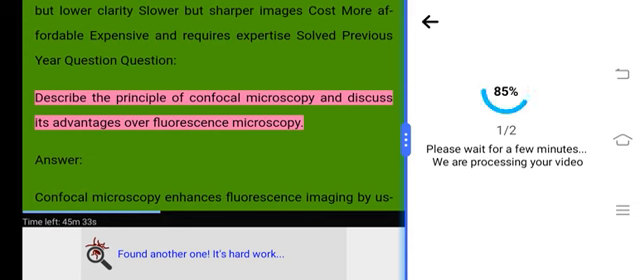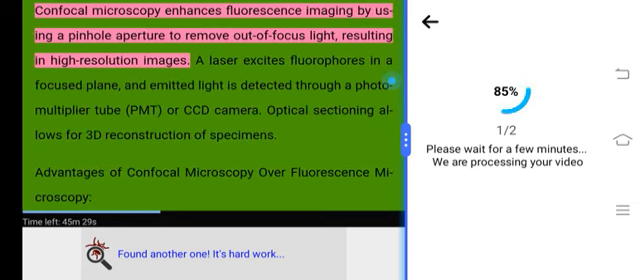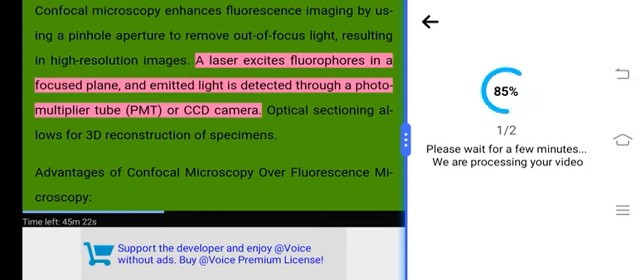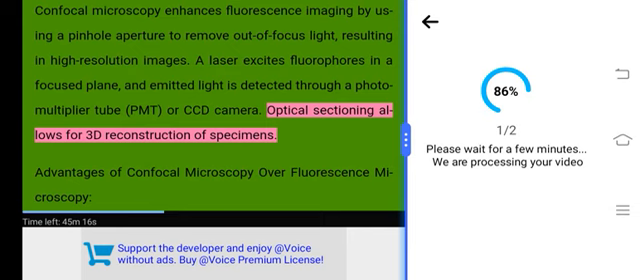Describe the principle of confocal microscopy and discuss its advantages over fluorescence microscopy. Answer. Confocal microscopy enhances fluorescence imaging by using a pinhole aperture to remove out-of-focus light, resulting in high-resolution images. A laser excites fluorophores in a focused plane, and emitted light is detected through a photomultiplier tube, PMT, or CCD camera. Optical sectioning allows for 3D reconstruction of specimens.